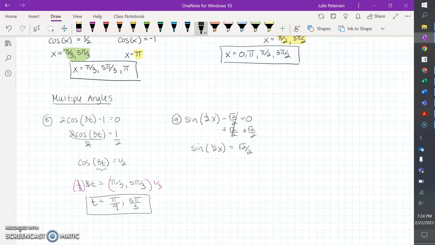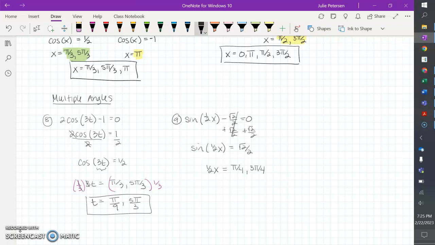Okay, so we're not going to do anything with that 1/2 right now. We're just going to think of it for the moment like theta, or some angle that we don't know. And we're going to say, all right, what angles have a sine value of root 2 over 2? So sine is y, and that's a positive number. So we're looking in our first two quadrants. So our angle, which is 1/2 x, equals the pi over 4 angles from the top two quadrants. So pi over 4 and 3 pi over 4.